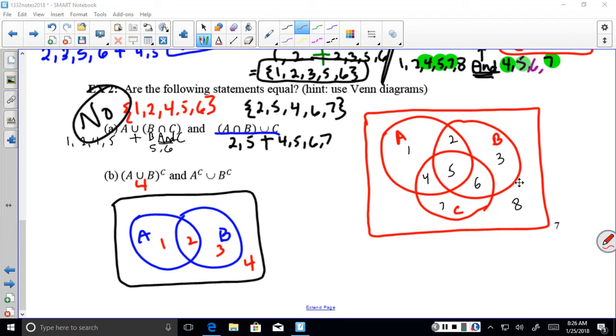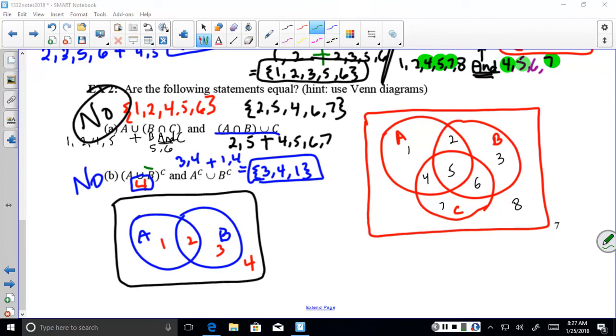Y'all with me? Okay. Looking at this one though, it's not in A plus it's not in B. So put a plus here. It's not in A. Which numbers are not in A? 3 and 4. Plus, which numbers are not in B? 1 and 4. Plus is the friendly, so we add them all together but don't add anything twice. So we get 3, 4, and 1. So are these two statements equal? No.